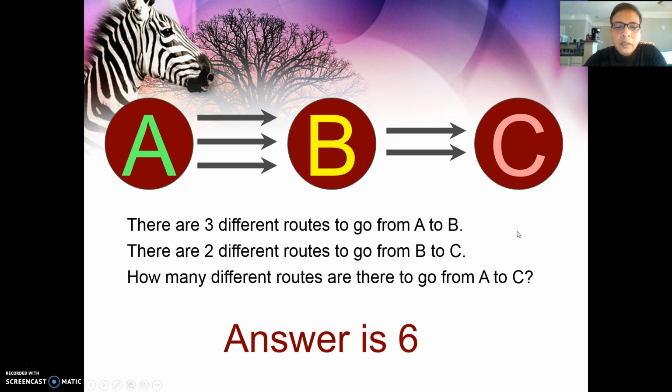Well, as it is easy to calculate or to enumerate, the answer is 6, which is 3 into 2, because for each route from A to B, there are two routes to go from B to C. So for each route from A to B, there are two routes to go from A to C. So 3 into 2, the answer is 6.